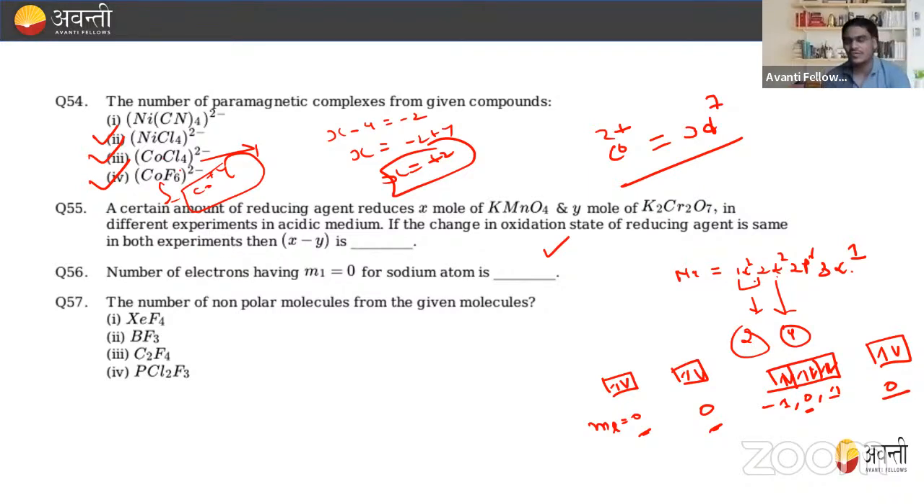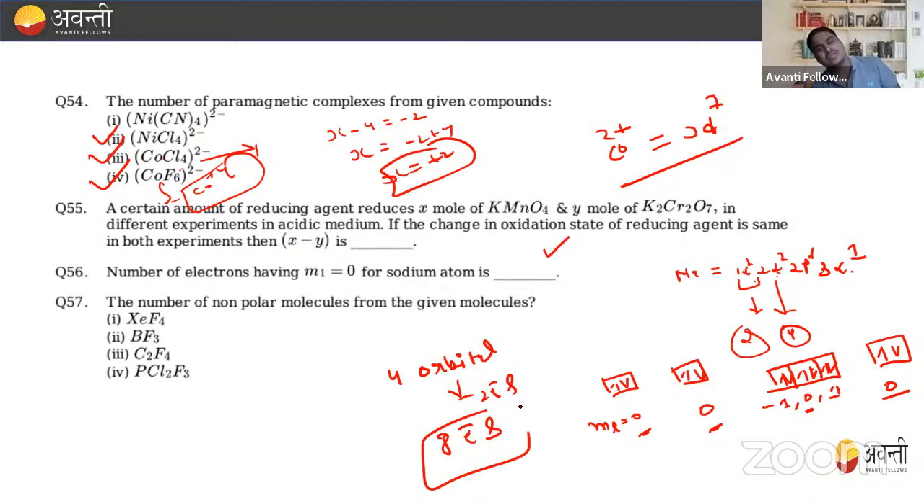4 means 4 orbitals, and we know that in every orbital there are 2 electrons. So 4 orbitals means 8 electrons. Is this correct? No, because here only 1 electron is there in 3s1. So the electrons are 2 in the 1s orbital, 2 in the 2s orbital, 2 in one 2p orbital, and 1 in 3s: 6 plus 1, that is 7. So not 8, the correct answer is 7 electrons.